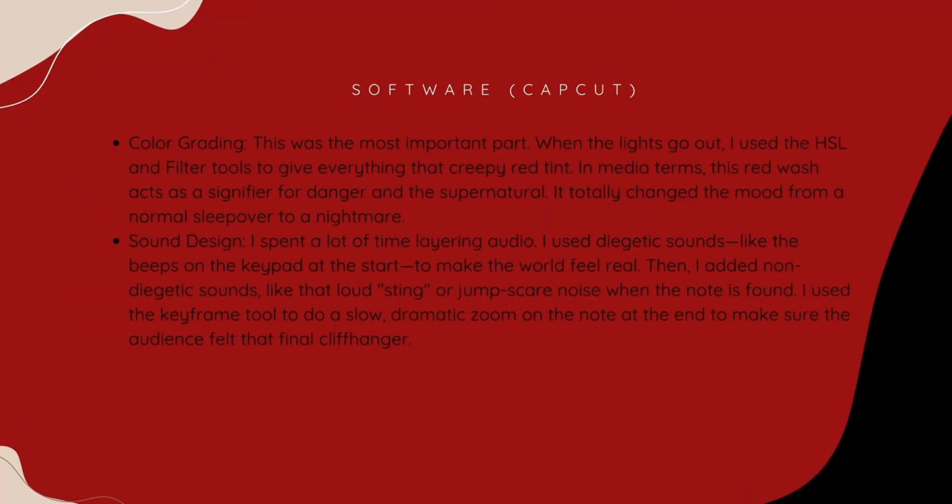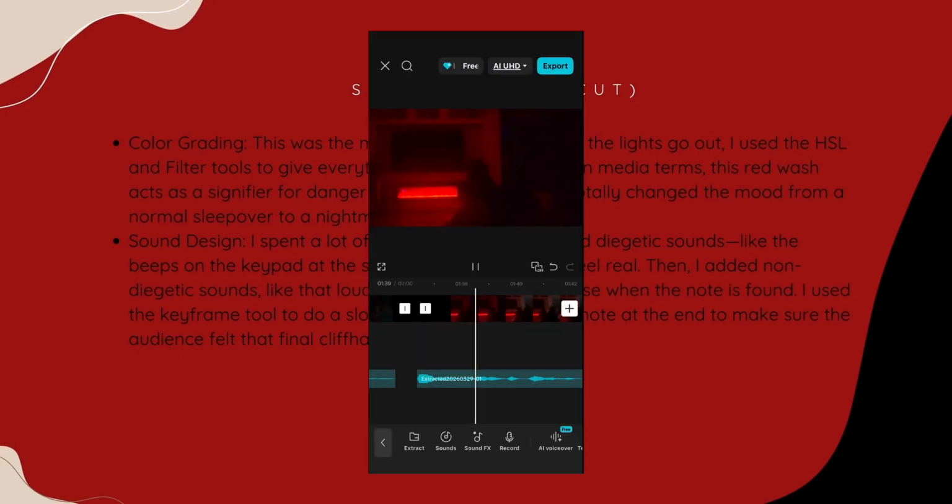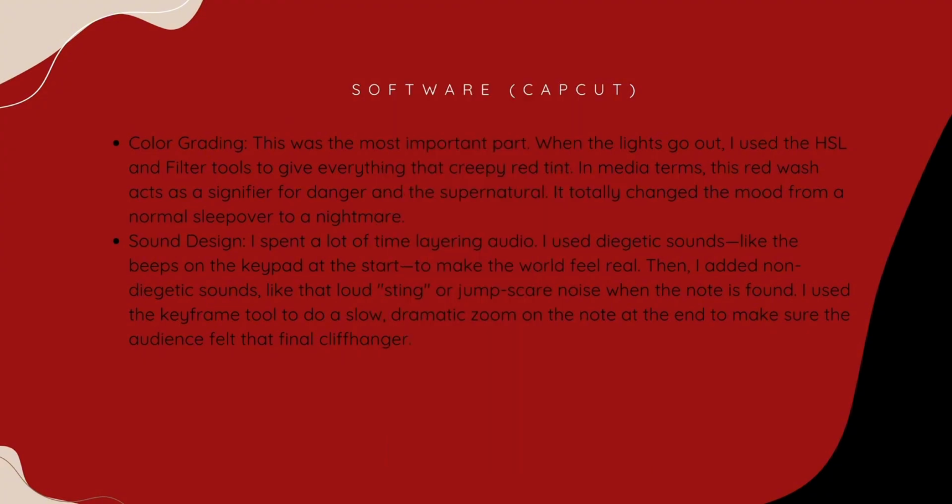For the edit, I used CapCut. It's super user-friendly, but it actually has some deep tools for post-production. Color grading was the most important part. When the lights go out, I use the HSL and filter tools to give everything that creepy red tint. In media terms, this red wash acts as a signifier for danger and the supernatural. It totally changed the mood from a sleepover to a nightmare.